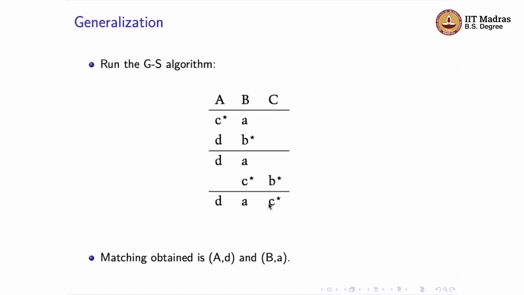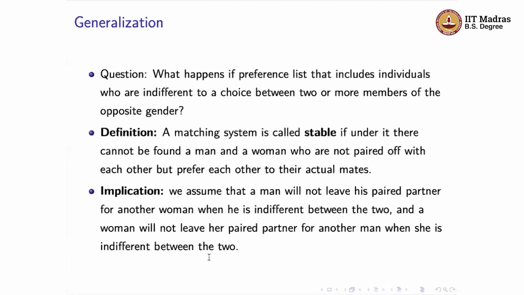So what you end up with is a matching where Miss A is paired with Mr. D, and Miss B is paired with Mr. A. This is what happens at the end of the Gale-Shapley algorithm. Again, you can go back and verify that in this case as well, this is a stable matching, in the sense that there is no pair who will want to deviate from the matching that is specified. So it's stable in that sense. Okay, let's look at the third case.